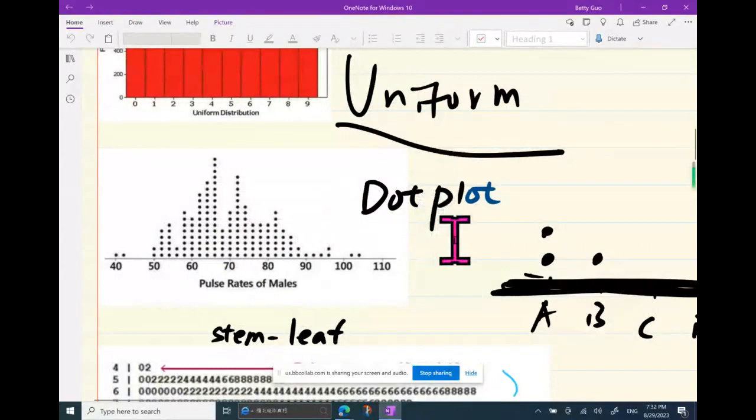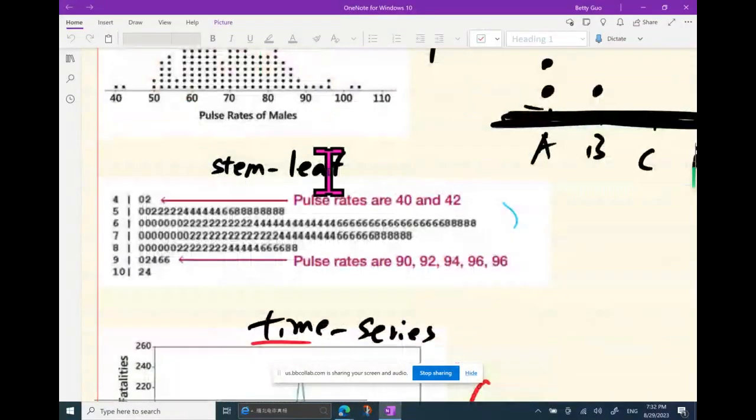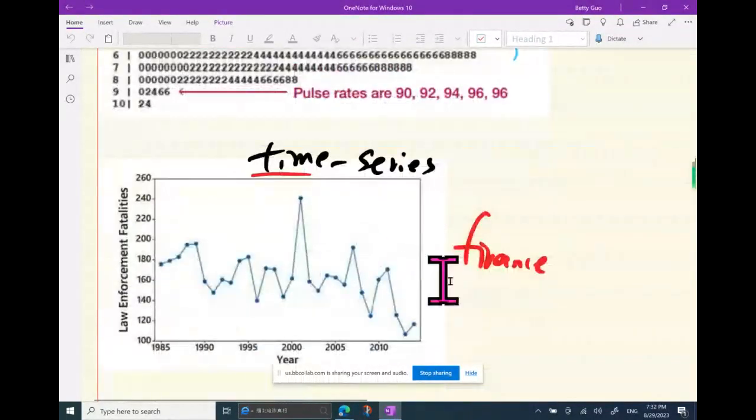And this is a dot plot. A dot plot is quite interesting because it is a one-dimensional graph, but it shows a two-dimensional view because the height of those dots, stacked on each other, gives you the other dimension. And this one is a stem and leaf plot. Very obvious: a stem and leaf plot has two parts, stem and leaf.